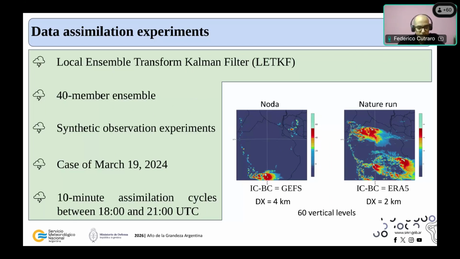The case we use is the 19 March 2024, which was a really challenging one because, as you can see, the NODA forecast doesn't show enough of the convection that is present in the nature run and also in the real observations. Both simulations start at 12 UTC. We let 6 hours of spin up, and between 18 and 21 UTC, we perform 10 minute assimilation cycles.